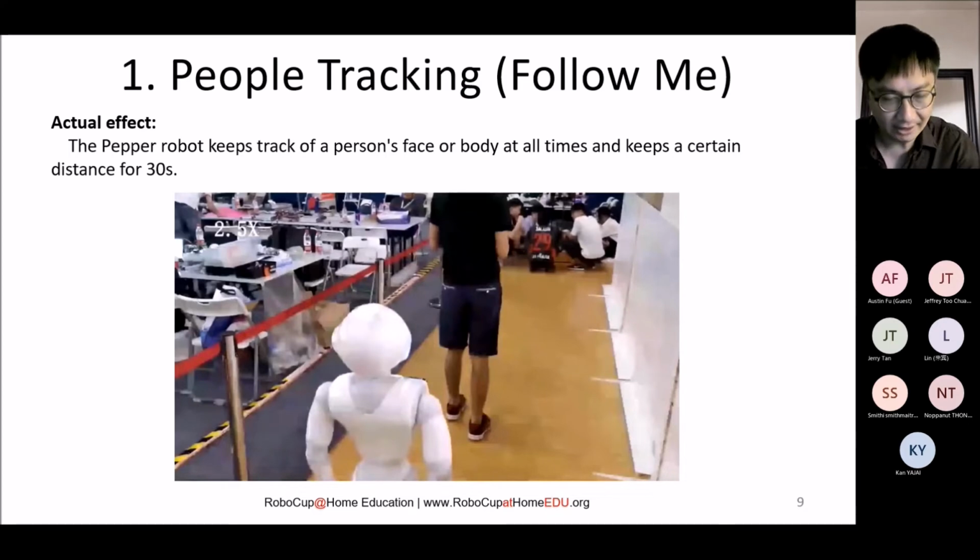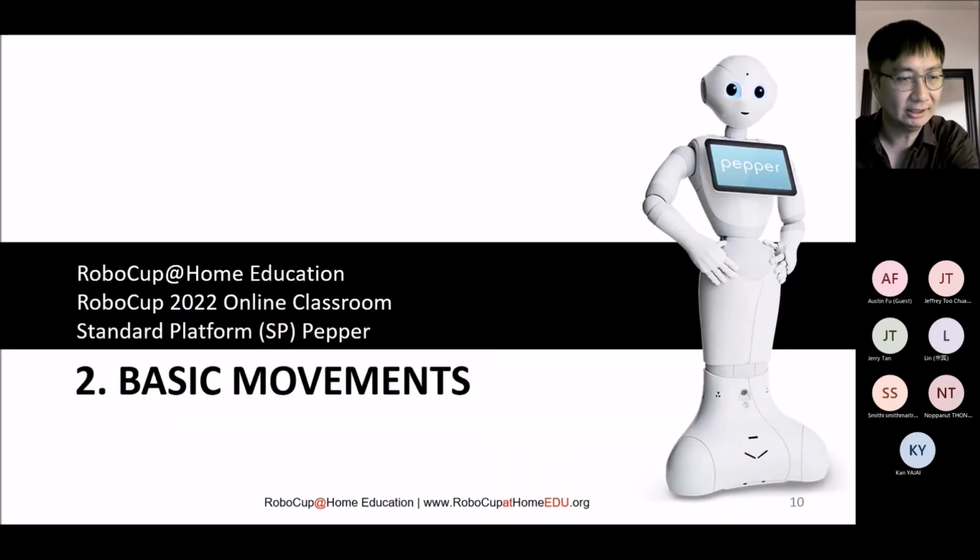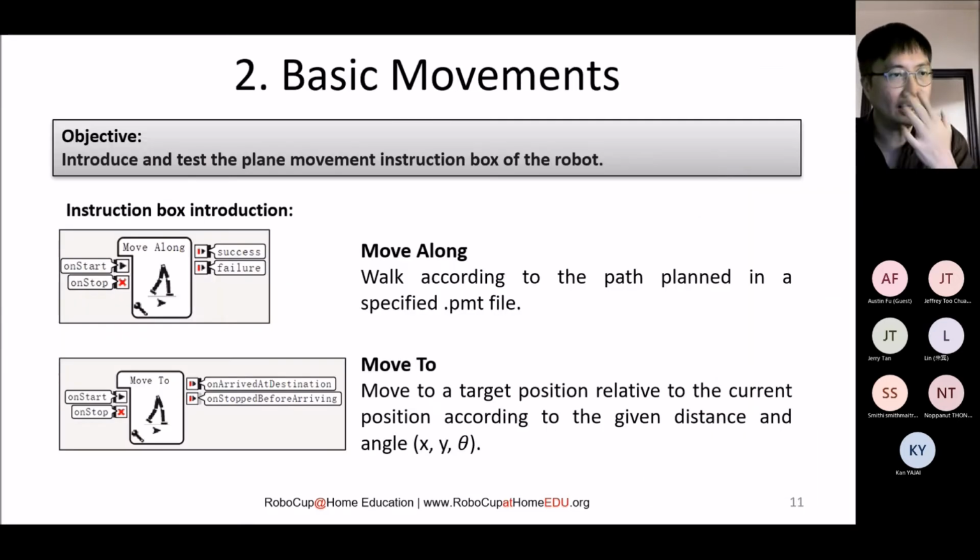Okay, then, for the next part, we will cover some basic movement. Basic movement over here is the body movement, which means the whole body movement, which means Pepper will move around within a given area. And we have a few ways to program these movements.